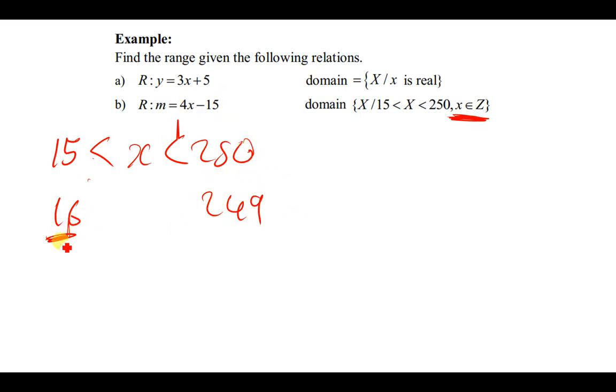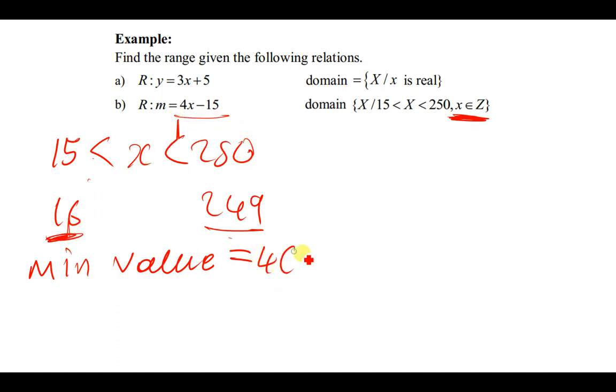So to find the minimum value, we use 16. To find the maximum, we use 249. So this one is now easy. Let us find the minimum value first. The minimum value will therefore be equal to, we replace this 16 in this expression. So we have 4 times 16 there minus 15. So 4 times 16 will give you 64.